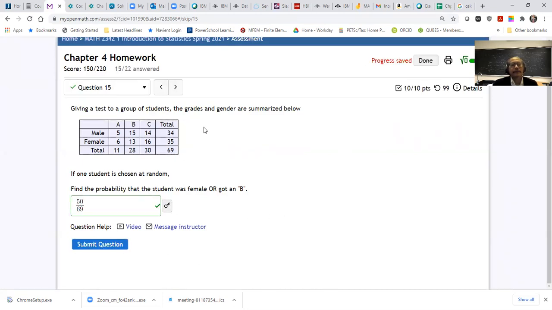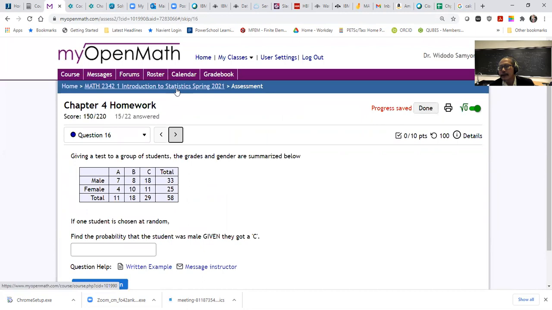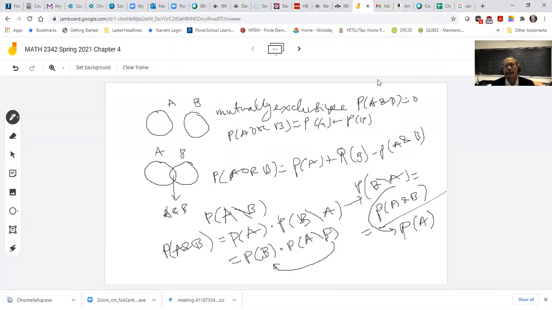Okay, here we go. And the next one, what is the probability of a female given that, let's see. Remember the addition rule? I mean, multiplication rule. So the probability of B given A is the same as the probability of A and B divided by the probability of A, right? Okay.